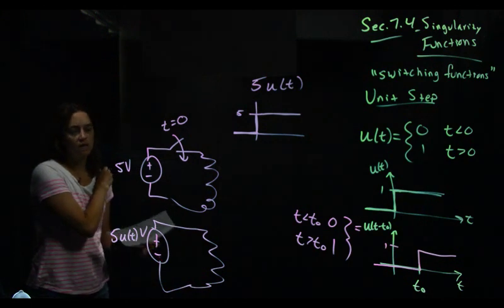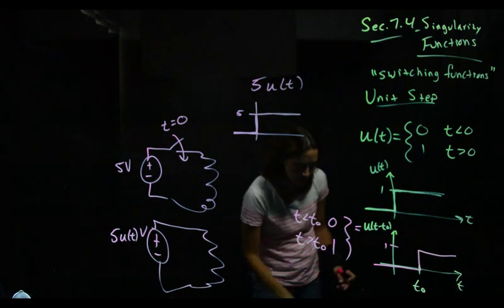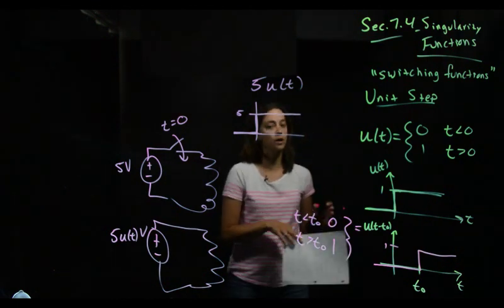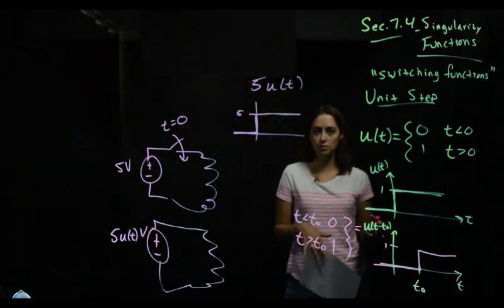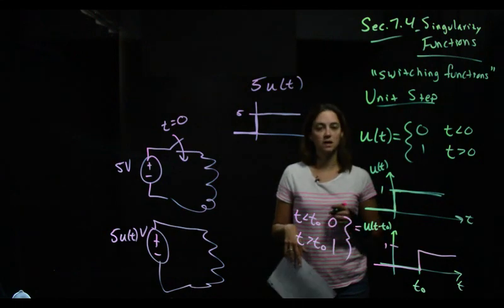So we're going to use those in the next couple sections. Also within section 7.4 is the unit ramp and the unit impulse. I'm going to let you take a look at those in the chapter because, again, we're not going to use them a whole lot. So just briefly read those, and we will move on to section 7.5.